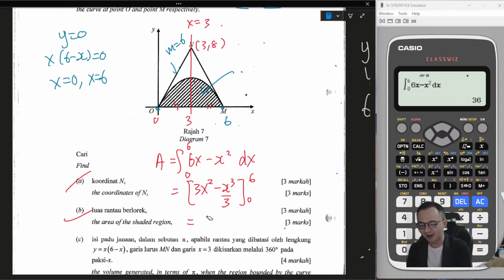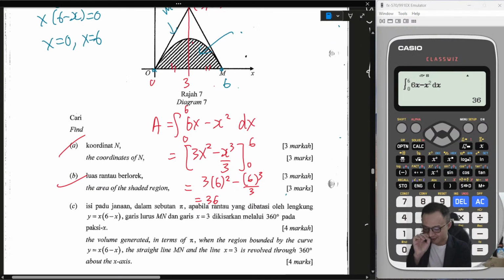Oh, they give 3 marks. Never mind, they give 3 marks. Pretend you are doing it manually like this, then next step we need 36. Okay, then the examiner will be more happy. Okay, so this area inside is 36.